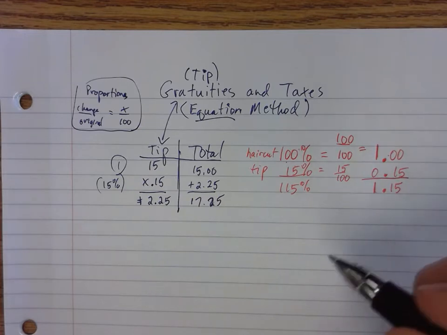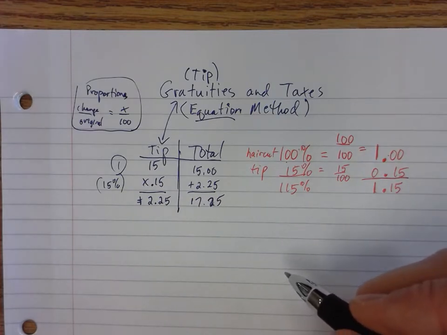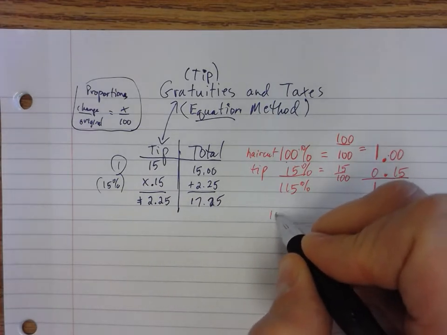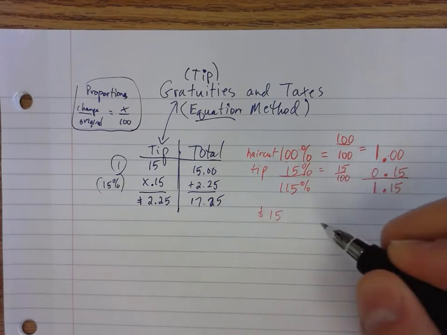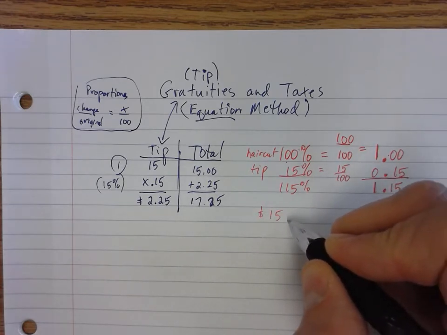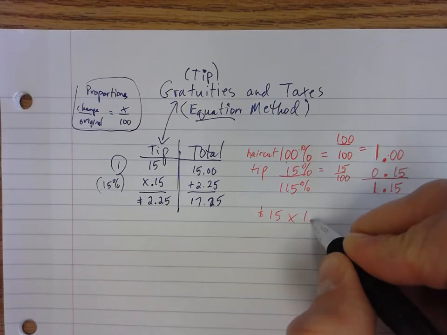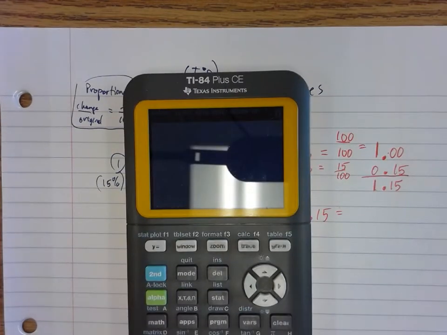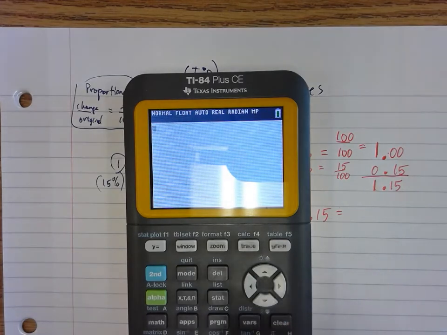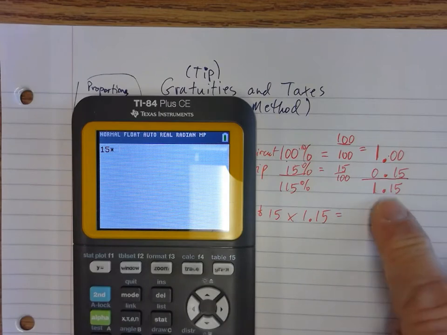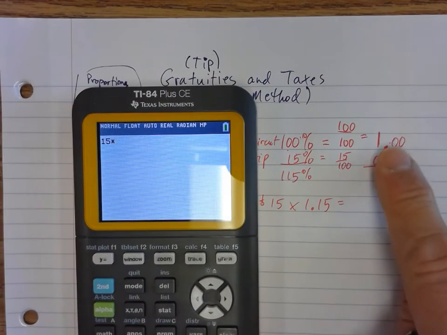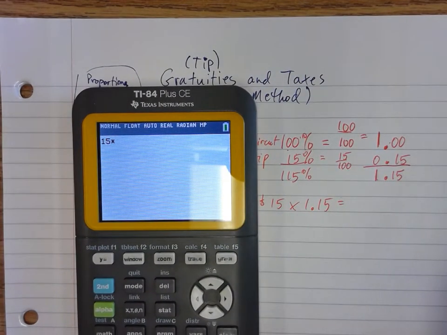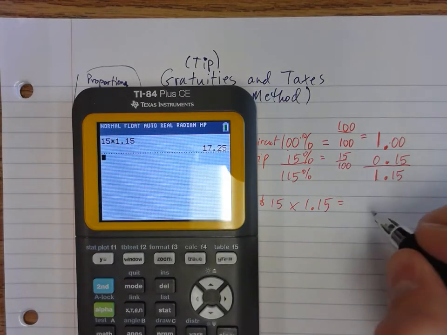So here is the speedy way to do it. Just take $15, which is the price of the haircut, and multiply that by 1.15, and that'll give you your total. Let's do that. 15 is the price of the haircut times 1.15, which is the price of the haircut plus the tip. You can see that gives you $17.25.